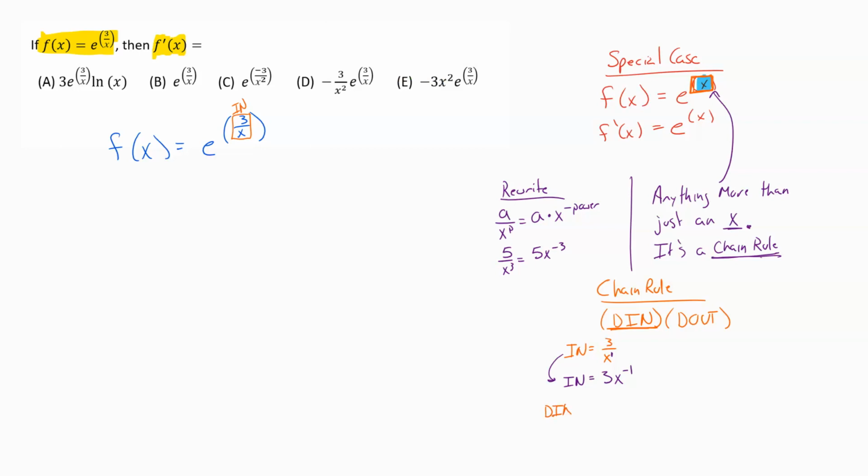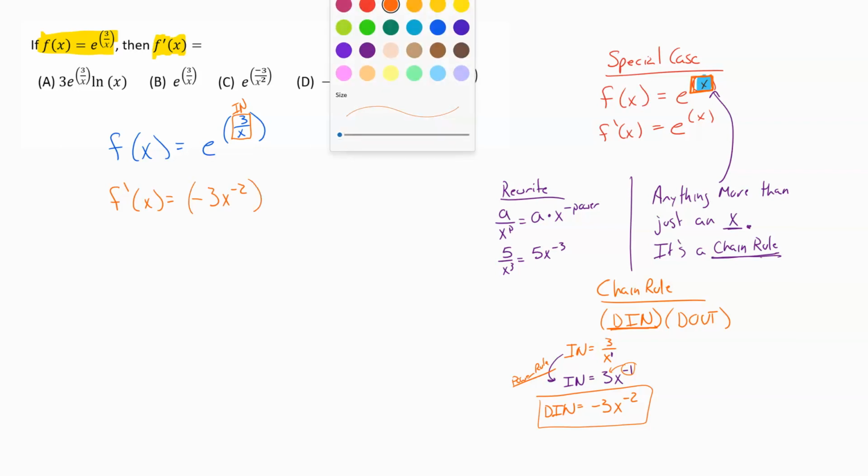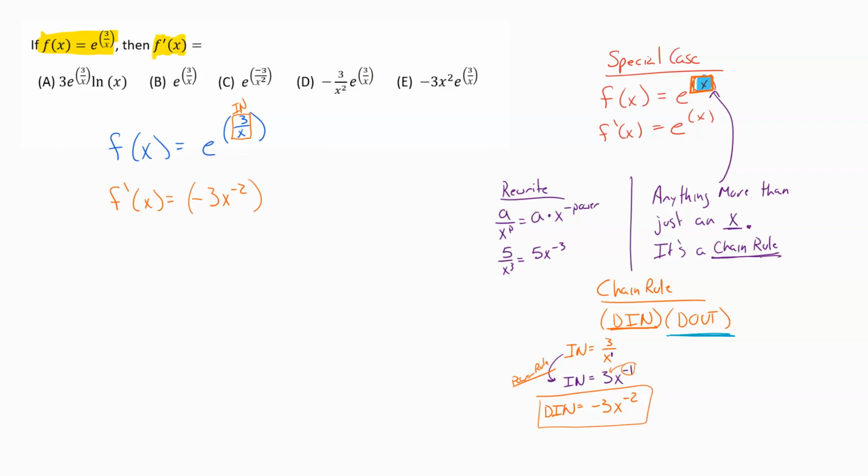Doing that, this is just going to require us to use our power rule. The power rule says bring the power down and then subtract 1 from the power. So I bring the power down: 3 times negative 1 gets me negative 3x. Subtract 1 from the power and I end up with negative 2. So there's my d in, and now I can start constructing my derivative function up here. f prime of x is going to equal the derivative of the inside, which is negative 3 times x to the negative 2. Then we need to multiply that by the derivative of the outside portion.